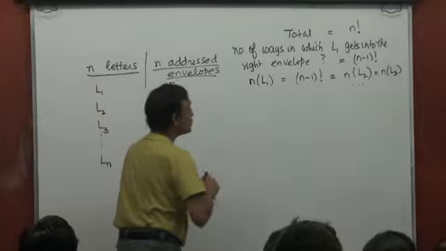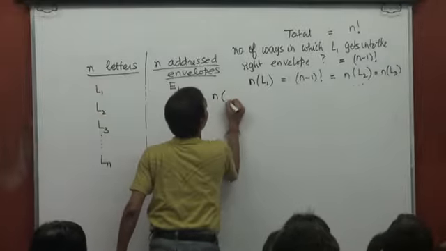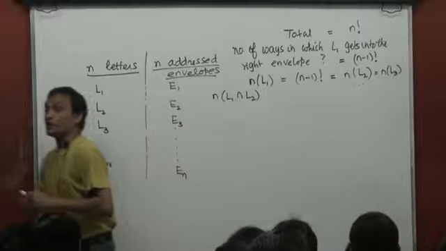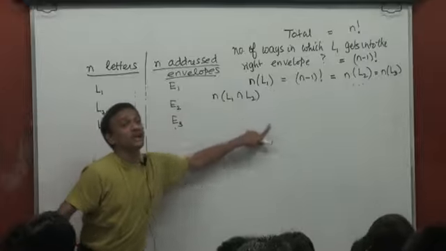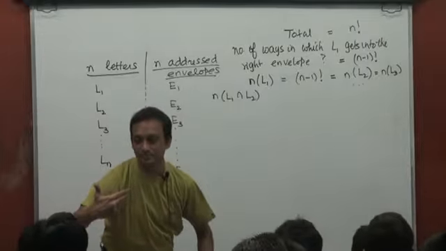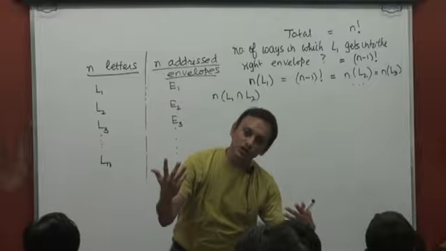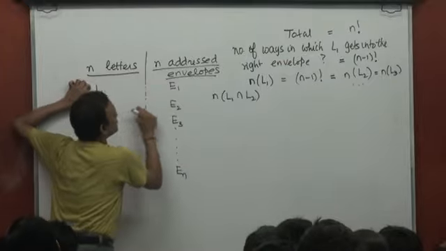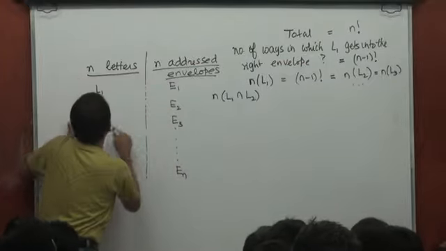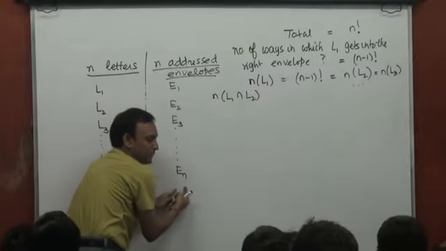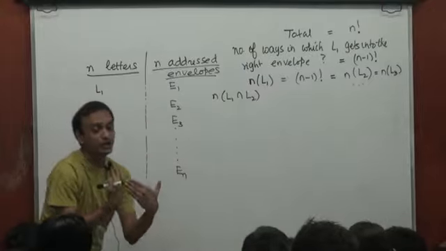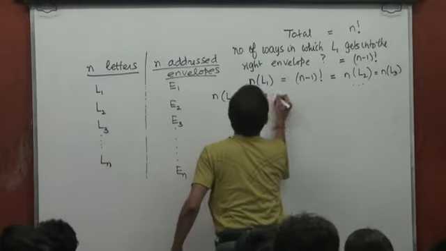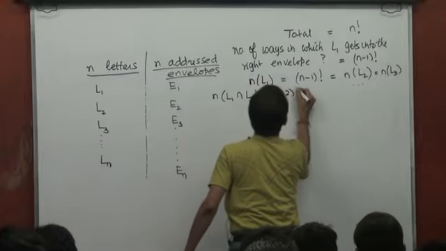No. Number of ways in which L1 and L2 can get into the right envelope. How much? N minus 2 factorial ways, very clearly. Put L1 in E1 and then L2 in E2, 1 into 1, and then the remaining n minus 2 in the remaining n minus 2 spots can be arranged in n minus 2 factorial ways. Clear? So this is n minus 2 factorial ways.